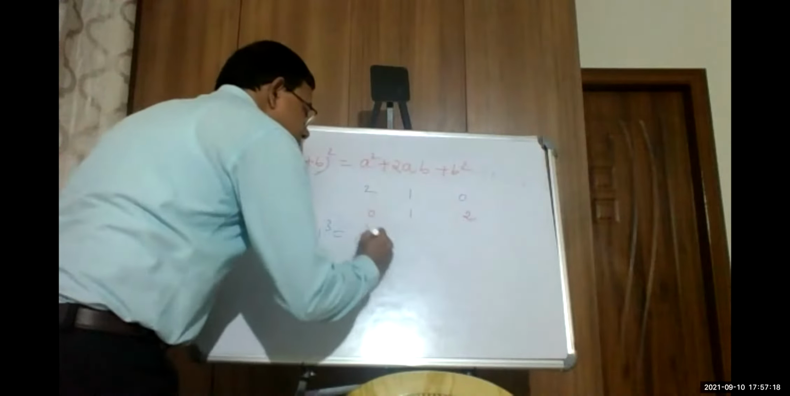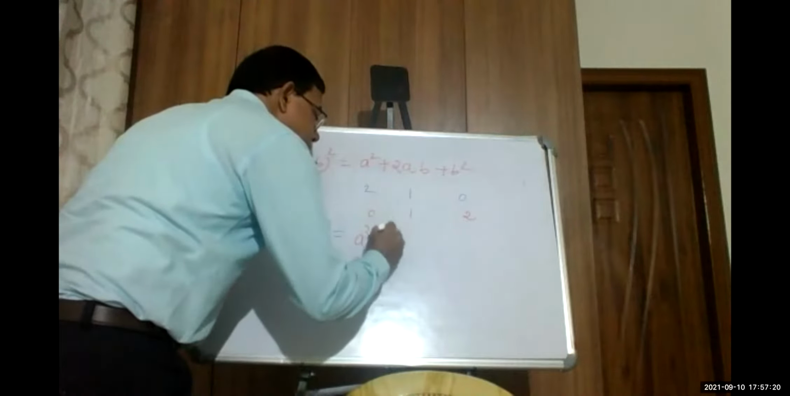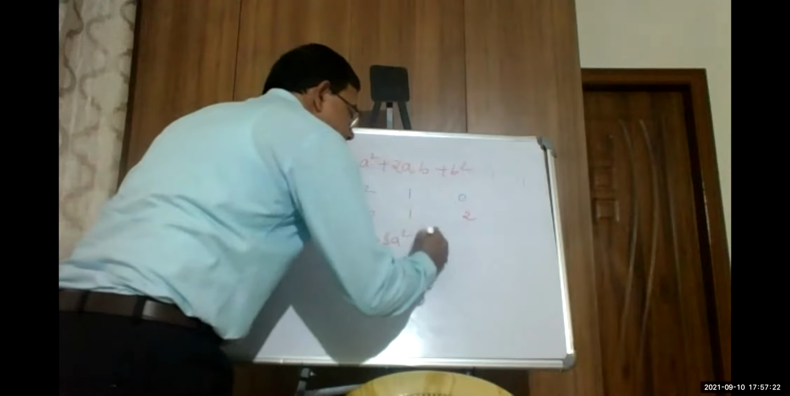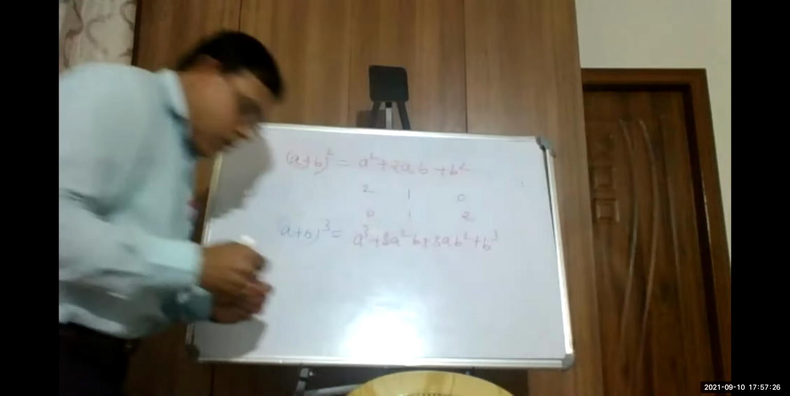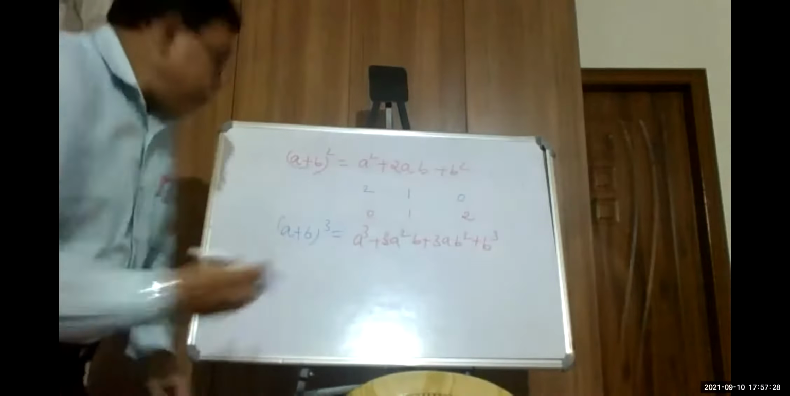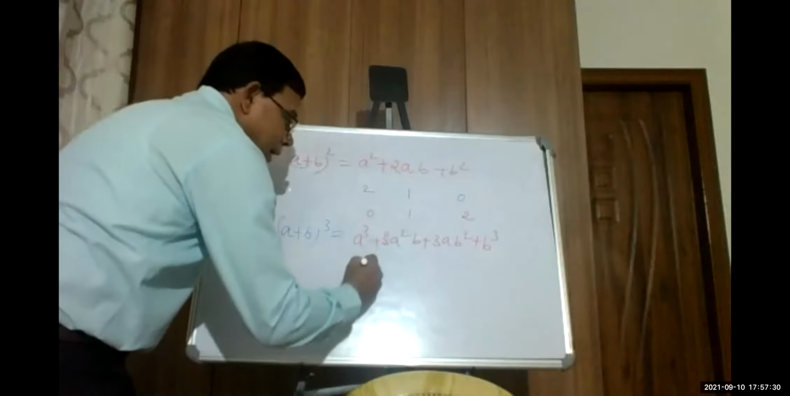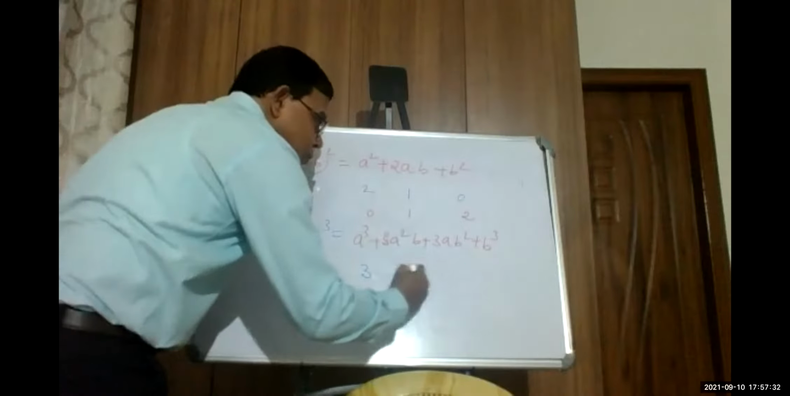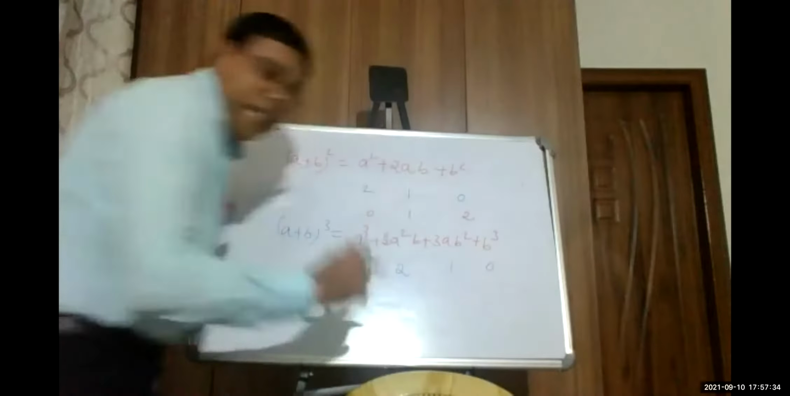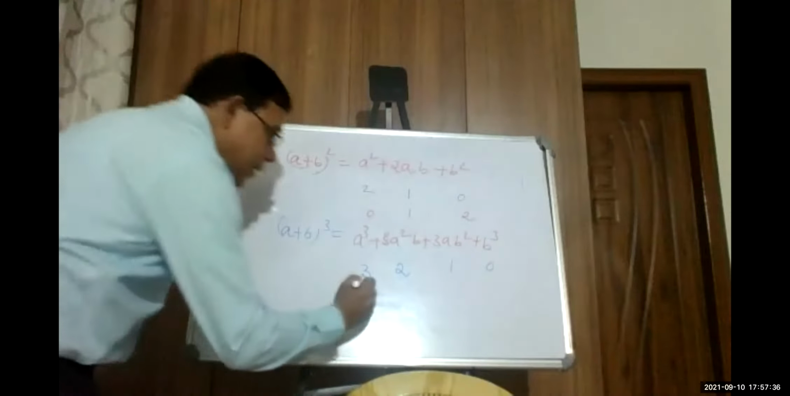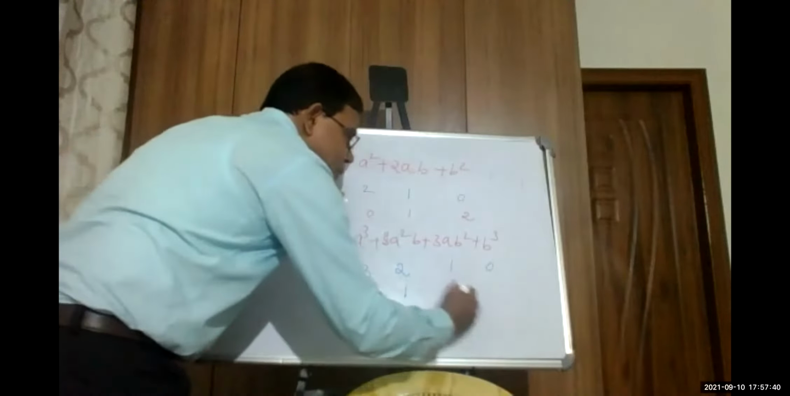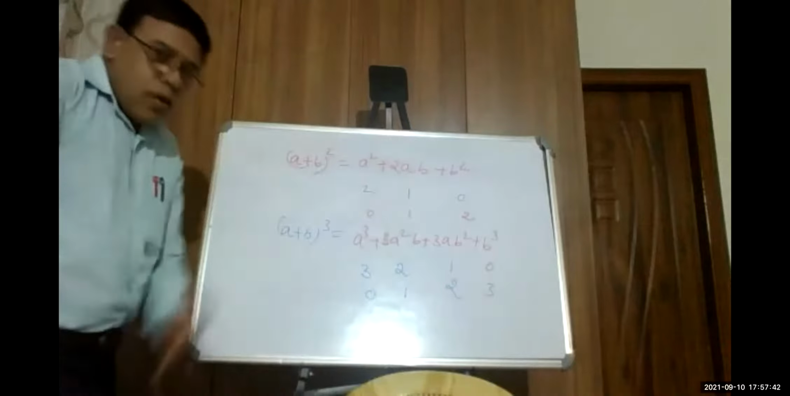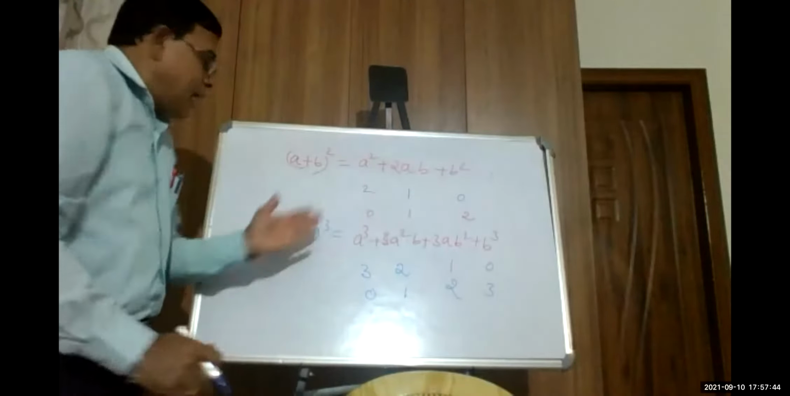We know this can be written as a cube plus 3a square b plus 3ab square plus b cube. Here also, the first variable is a, so the powers are 3, 2, 1, 0. Second variable is b. Powers are reverse: 0, 1, 2, 3.